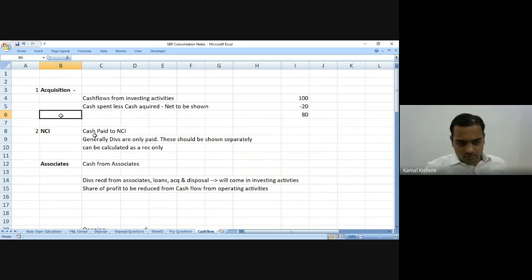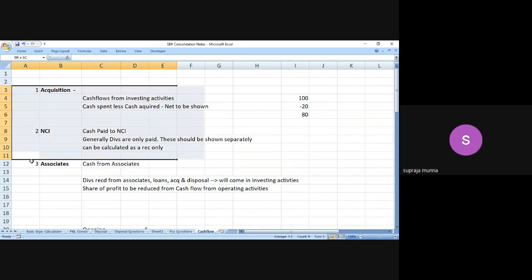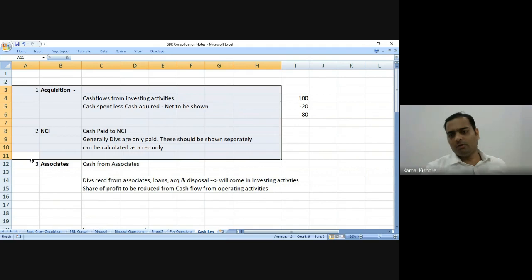Then third is, so these are the only two things as far as consolidation is concerned, because there is nothing else that we are talking about. Yes, intercompany transactions will be eliminated, and from cash flow also it will be eliminated, because it is not there in P&L and balance sheet. In balance sheet, you are eliminating intercompany receivables and payables. So automatically from cash flow statement also it will get eliminated.